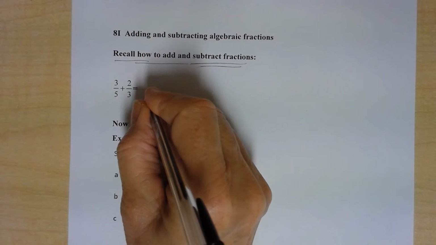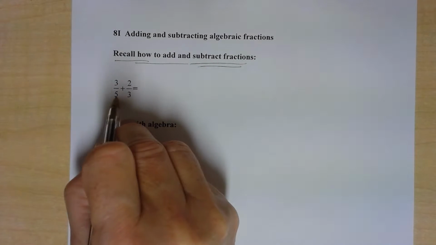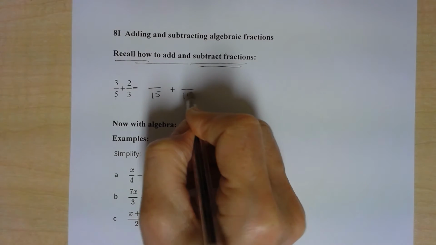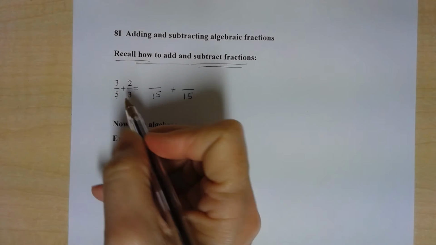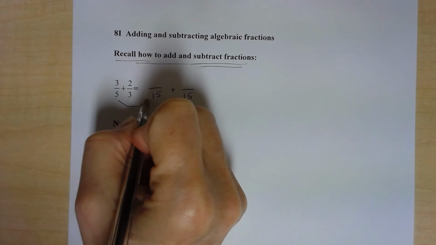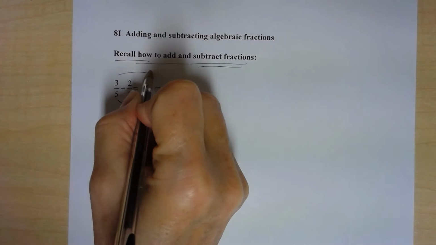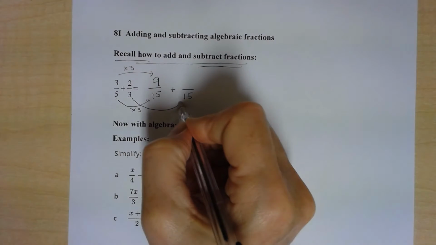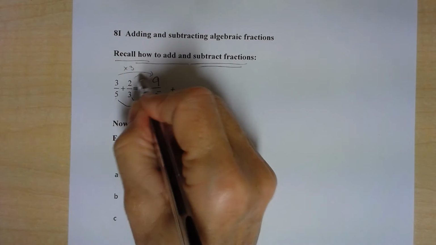So sometimes I would just multiply these two together. So I rewrite my fractions with a common denominator of 15. And these are the ones where I say, okay, if I turned this into 15, I did it by multiplying by 3. So I have to multiply that by 3. A lot of you will remember that. And this one I must have multiplied by 5, so I have to multiply the top by 5.